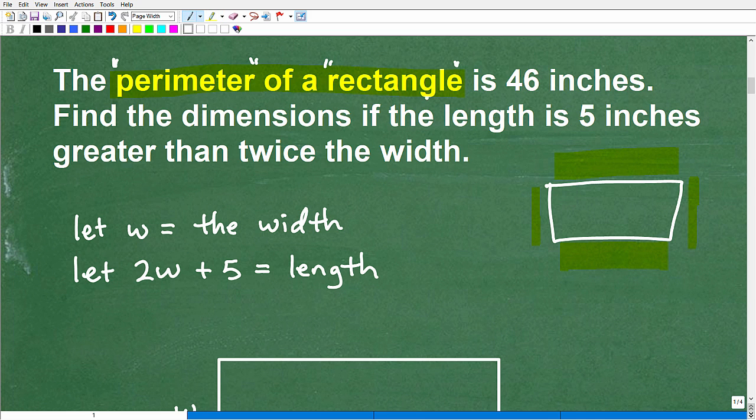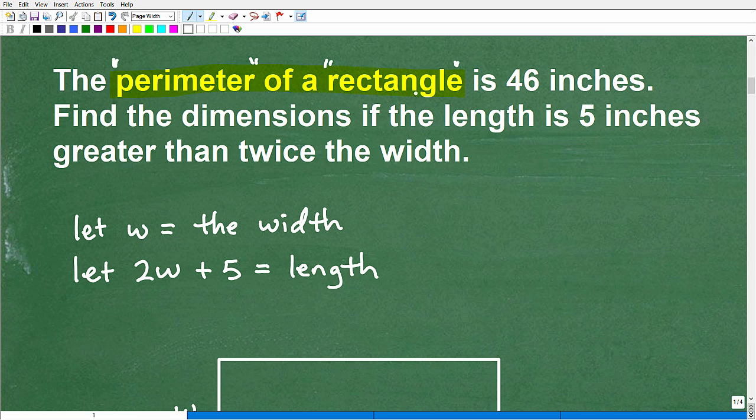Now, on a rectangle, this distance is the same as this distance, and this distance is the same as this distance when we're dealing with a rectangle. So if you didn't know those basic facts about a rectangle, then you're going to have a difficult time answering this question. So you have to know that, and you got to know what the perimeter means. So if you didn't know what those terms are, well, now you know. Okay, so basic math concepts. So let's move on and continue to read and reread this problem so we're crystal clear on what it's asking.